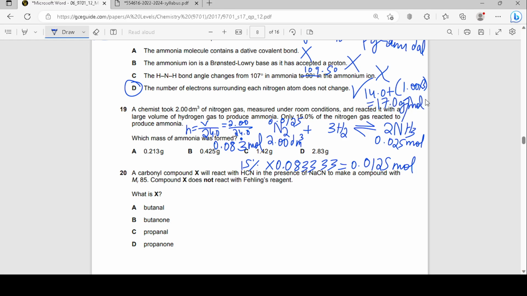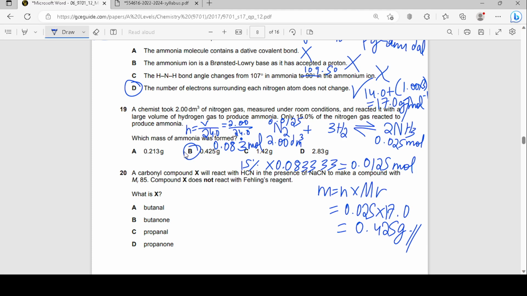So yeah, now what's the mass going to be? Mass is equal to n times Mr, right? So moles are 0.025 as I calculated, and then Mr will be 17.0. So now calculate this out, and you get 0.425 grams of ammonia formed. That's option B. So B will be our answer.